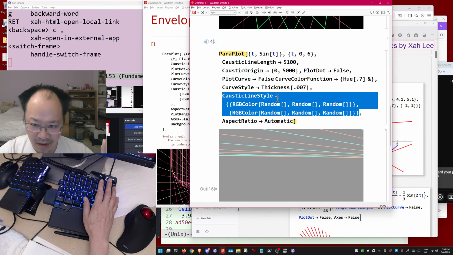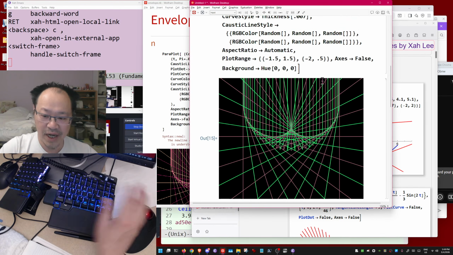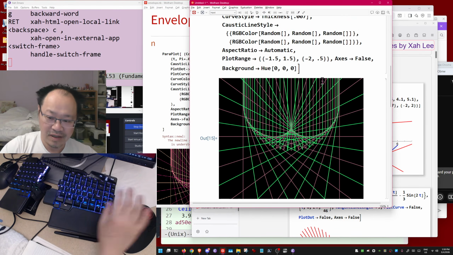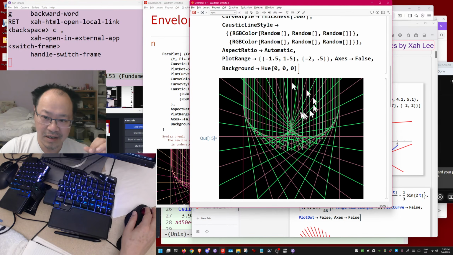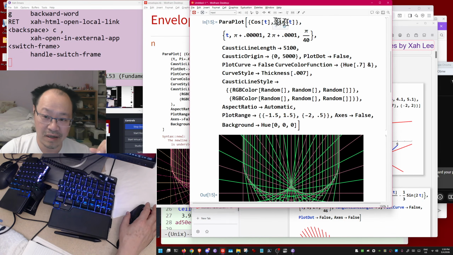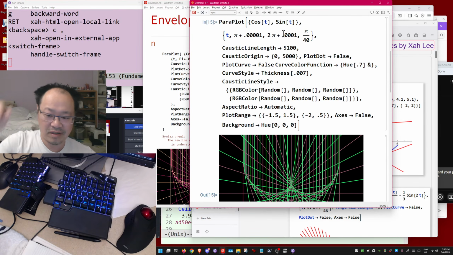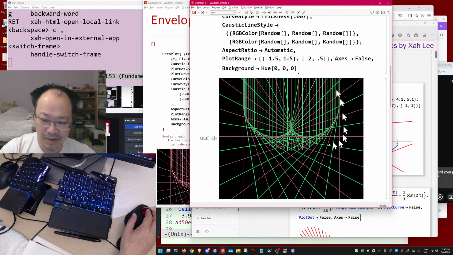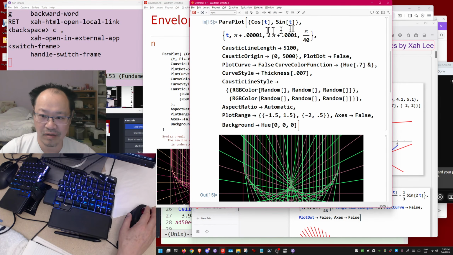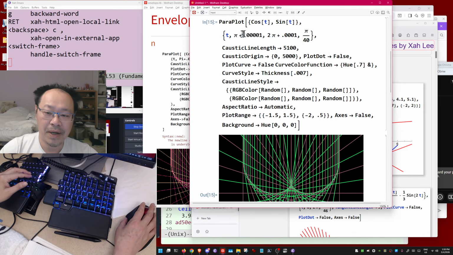By the way, what does caustic mean? Caustic is a ray from a light source. You see, you got this thing. This thing is a circle. You see, sine, cosine, sine parametric equation. That's the equation of a circle. So here you got a circle, basically half of a circle, because it goes from pi to 2 pi.